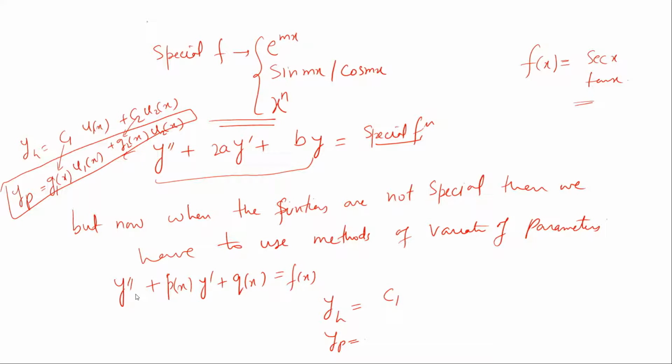If the homogeneous solutions are known to us, then and only then can we find the particular solution using the method of variation of parameters. When the coefficients were constant, the homogeneous solution was easy to find.